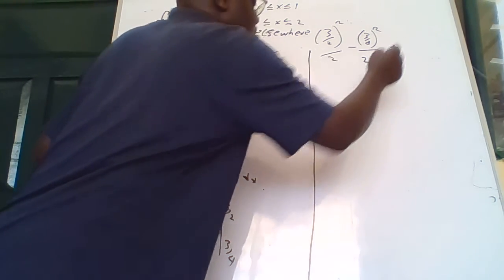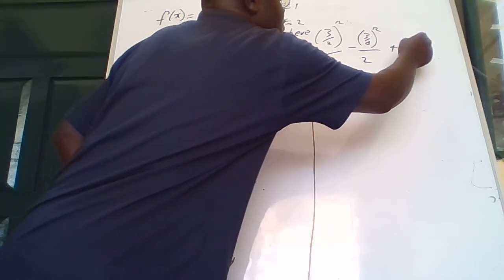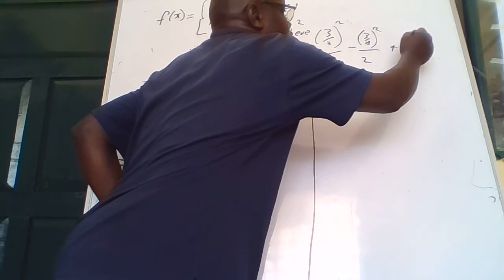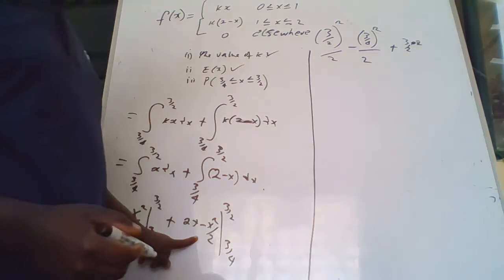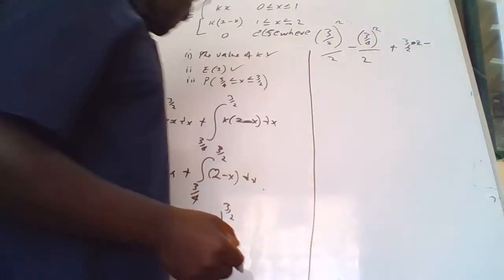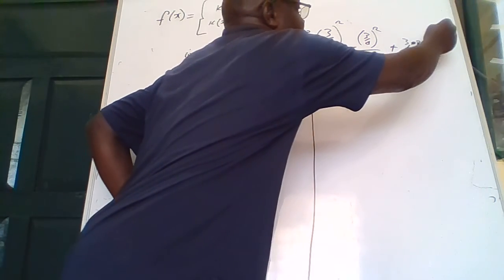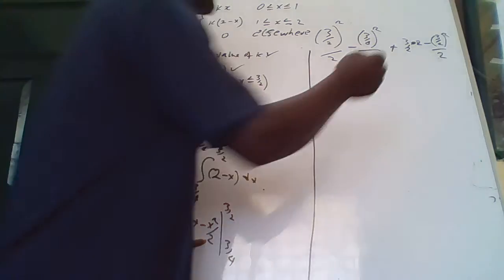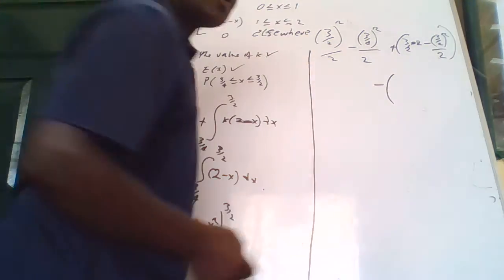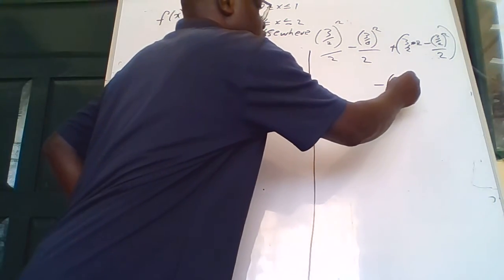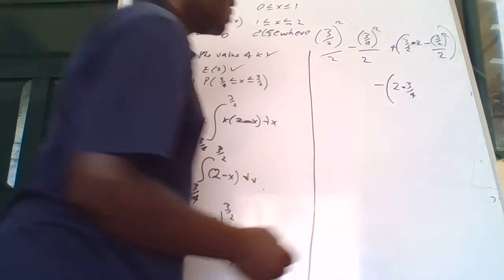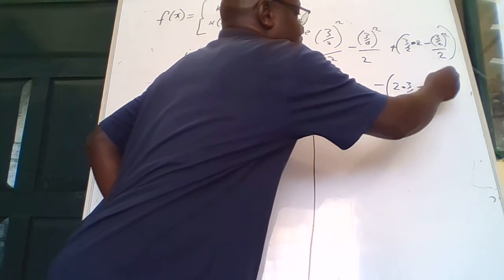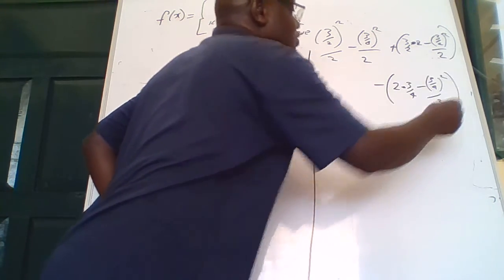Then we are here plus 3 all over 2 times 2, minus 3 over 2 squared over 2. So that's the upper limit, minus now the lower limit, which will be 2 times 3 all over 4 minus 3 all over 4 squared over 2.